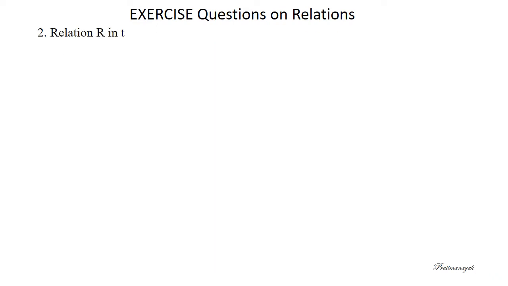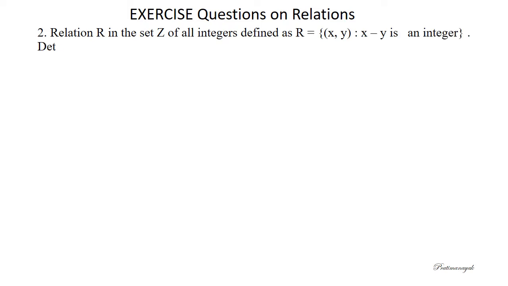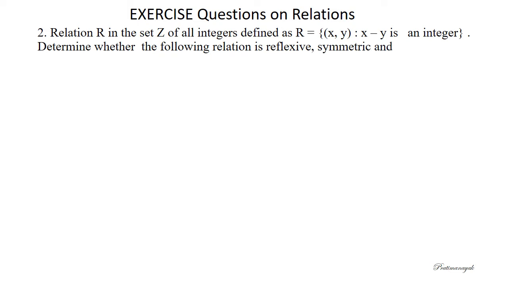Next question. Relation R in the set of integers is defined as R = {(x, y) such that x - y is an integer}. Determine whether the following relation is reflexive, symmetric and transitive.